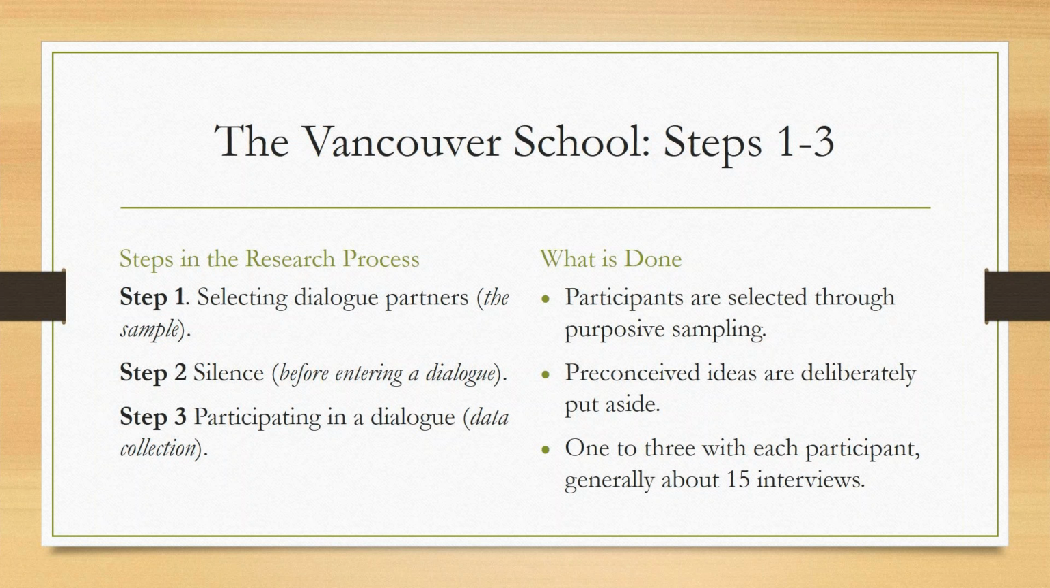In step 1, it's selecting dialogue partners. So it's choosing the sample. And the participants are selected through purposive sampling. So you choose people in your research based on the purpose of the study. So they have to have the experience that you're studying.